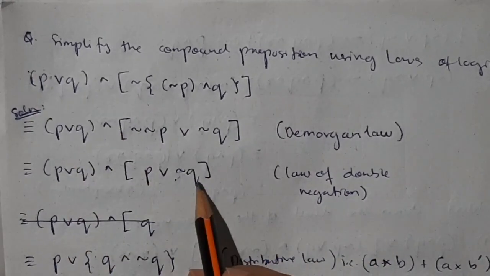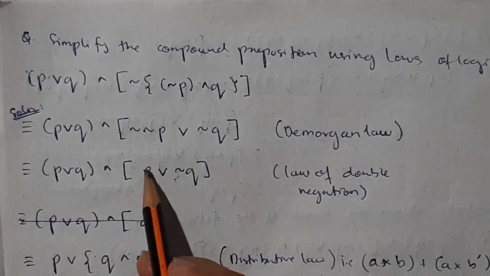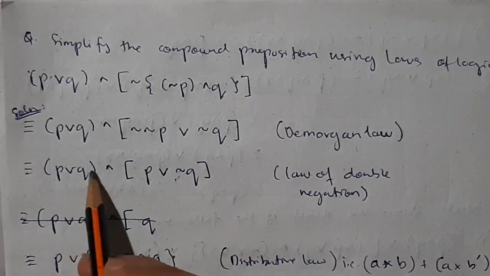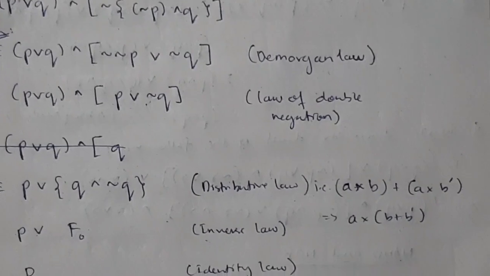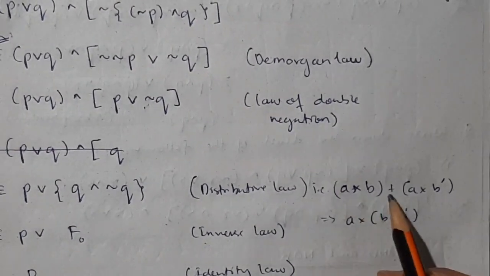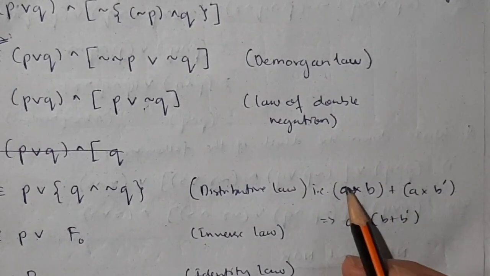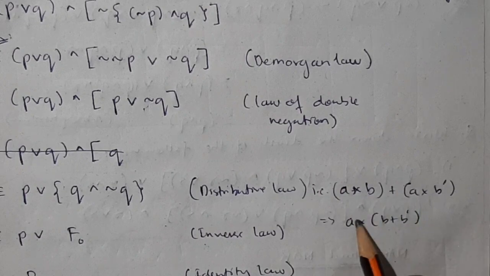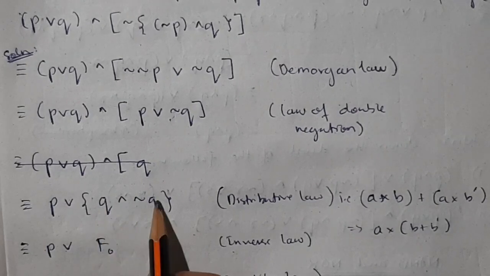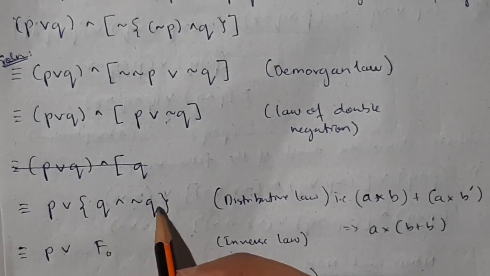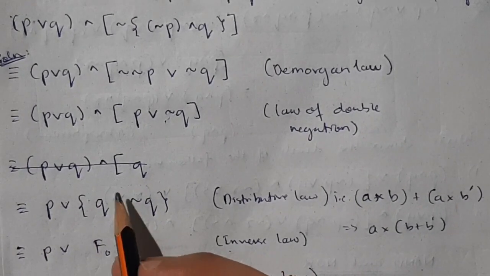And then this will be the same here. Then what you have to do, see this condition and this condition, in this you can take P common, right? Like the distributive law: A into B plus A into B dash, if you take A as common, you will get A into (B plus B dash). Similarly, you will take P as common here and you will get P AND (Q OR Q dash). Now in Q OR Q dash, there is another law which is the inverse law.